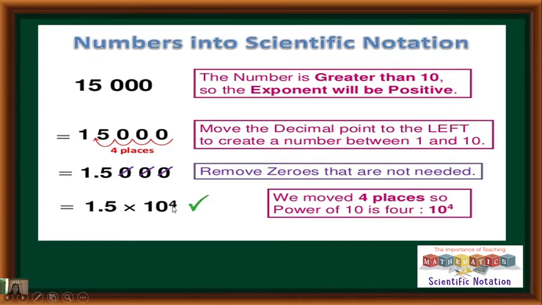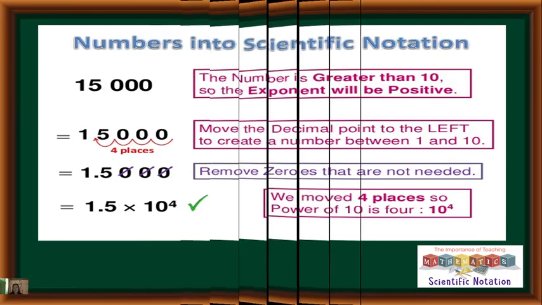Okay, 4. How did we get 4? It is taken from the number of times we moved the decimal point to the left, 4 times. So moving to the left is positive. Or in short, if the given number is greater than 10, you expect that the exponent in your final answer should be positive. So we have positive 4. I hope you are following.